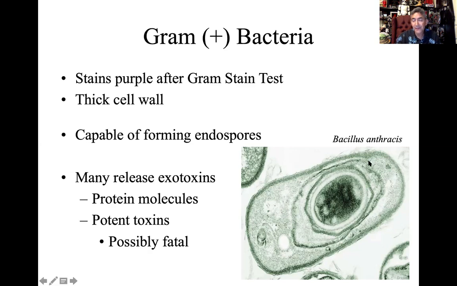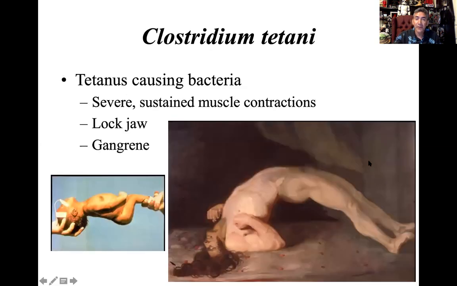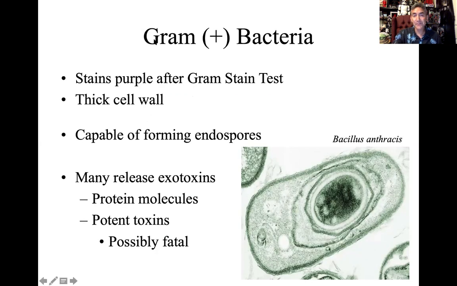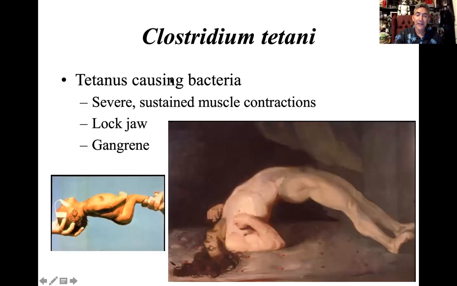There are 2 Gram-positive bacteria that I would like for you to know. The anthrax, and then a family of bacteria that we call Clostridium. You may have heard of Clostridium tetani. You may have heard of tetanus. You step on a rusty nail, you're at risk of getting tetanus. Well, tetanus is one of these Gram-positive bacteria that, if it gets in the system and starts releasing these exotoxins, or if you come into contact with the exotoxins from an outside source, these toxins cause the muscles to start contracting.